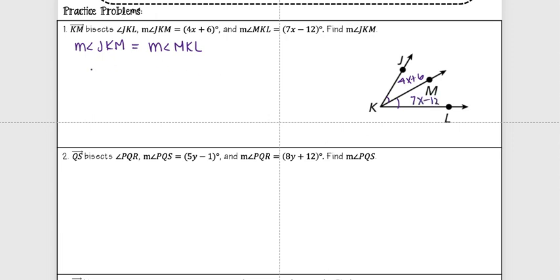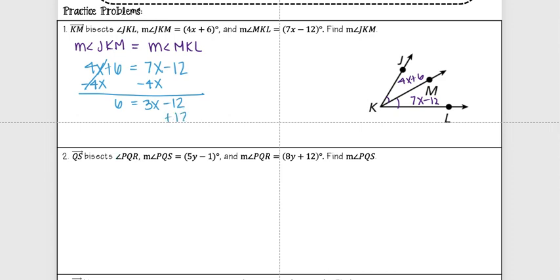I'm just going to plug those values into my equation. The angle on the left is 4x plus 6, and the angle on the right is 7x minus 12. From here, I'm going to solve for x. I need to get all my x's on one side, so I'm going to subtract the smaller one, the 4x. I'm left with 6 on this side. 7x minus 4x, I get 3x, and then minus 12.